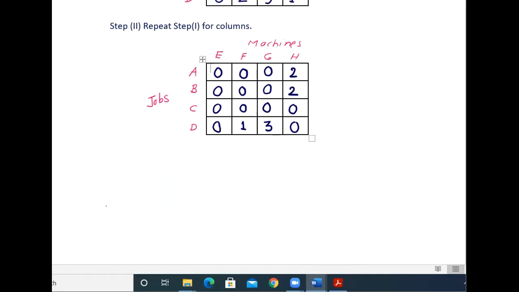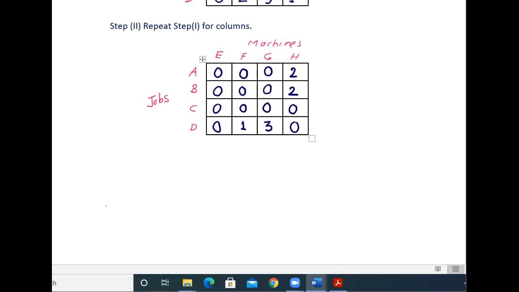In this problem, if you look at the cost matrix, now there are many zeros, that is 3 zeros in the first row, 3 zeros in the second row, 4 zeros in the third row, and 2 zeros in the fourth row. Similarly, column number 1 contains 4 zeros, column number 2 contains 3 zeros, column number 3 contains 3 zeros, column number 4 contains 2 zeros.